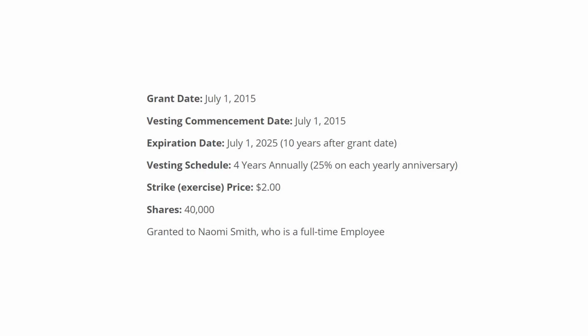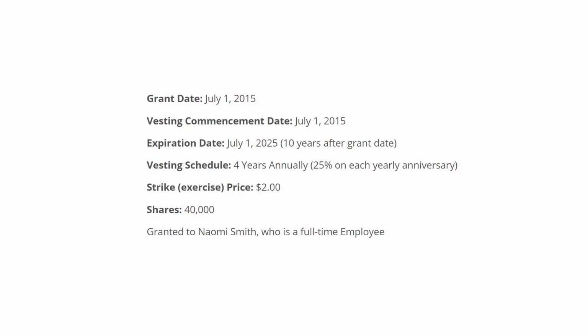So here we have an option grant given to an employee named Naomi Smith. We've granted her 40,000 shares with a strike price of $2, set the vesting schedule to a 4-year with 25% given on each yearly anniversary. And we have an expiration date, and a vesting commencement date, which equals the date that we actually granted it.